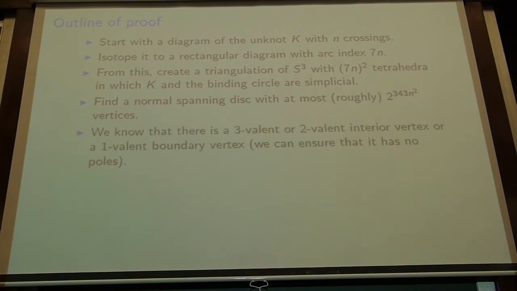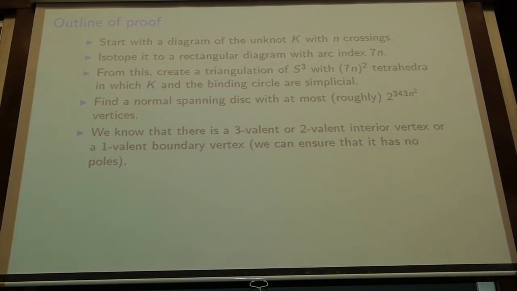Now we know that there is a 3-valent or 2-valent interior vertex, or a 1-valent boundary vertex. You can make sure there are no borders. And here comes a key bit. If you had such a vertex, we know that for each one, that would specify a move which would decrease the complexity of the knot.